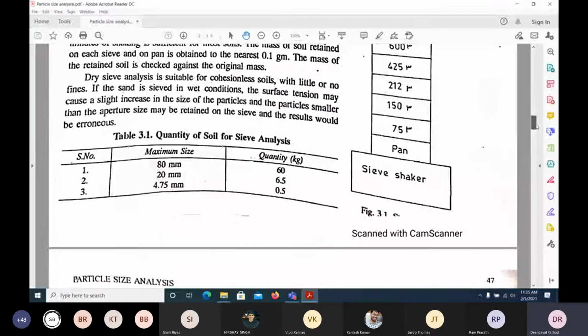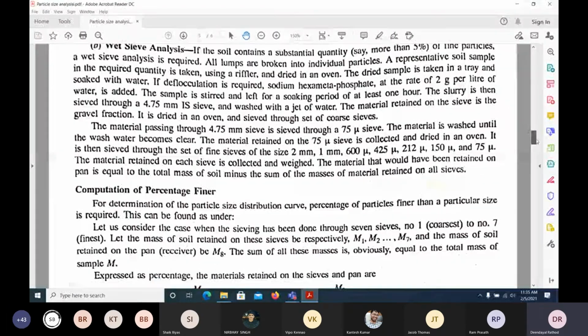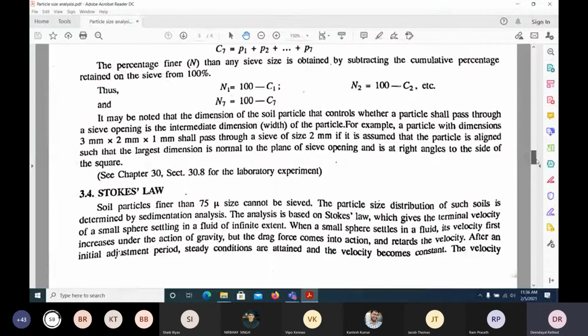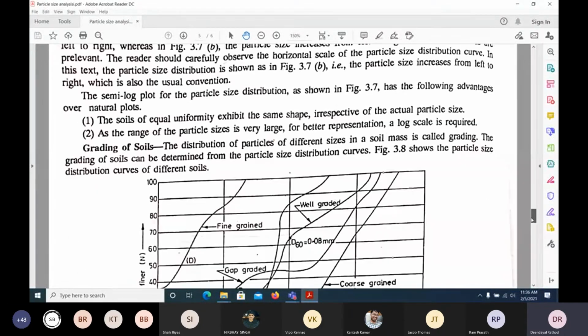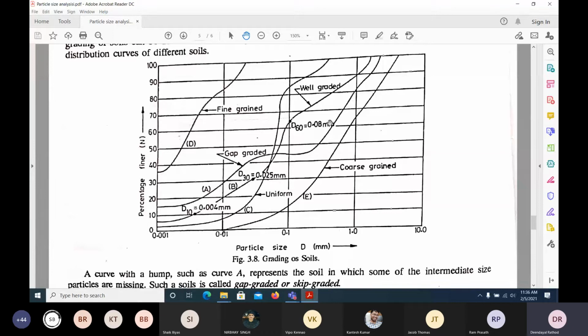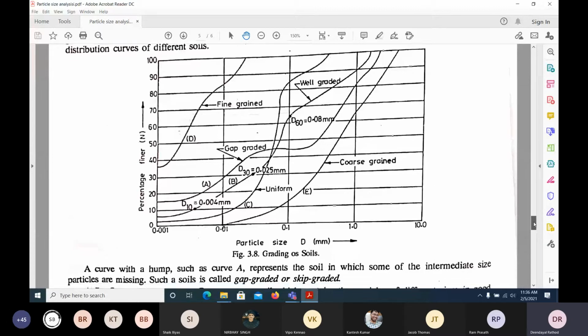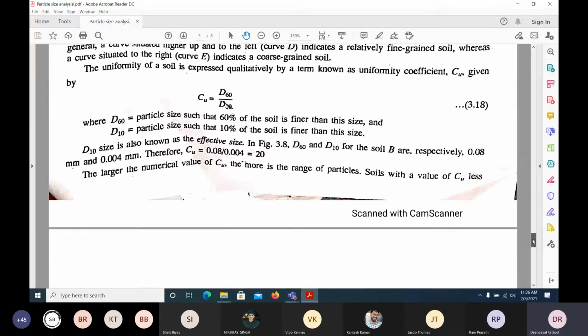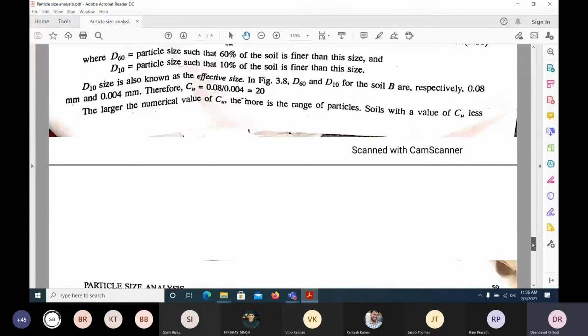So still again we'll discuss coarse grained soil only, and we have seen two terms, coefficient of curvature and coefficient of uniformity, and this is the grading. I said that well graded soil has all types of particles. Gap graded means some particle sizes are missing. Hump graded, coarse grain falls one way, fine grain falls the other way. And uniform means all of equal size. So this is the definition of Cu and Cc.